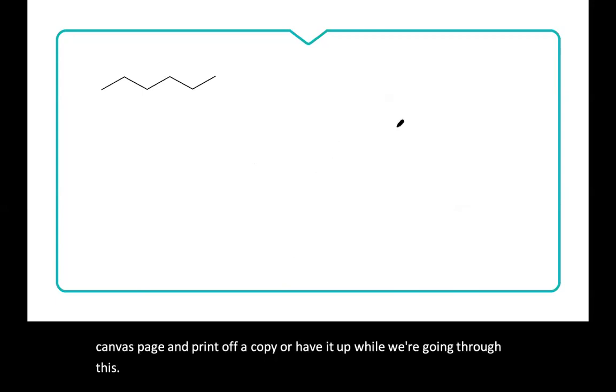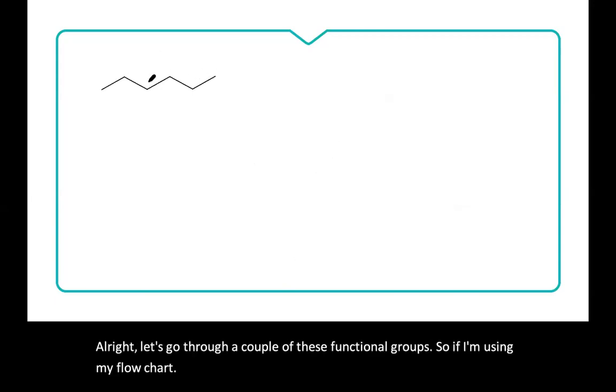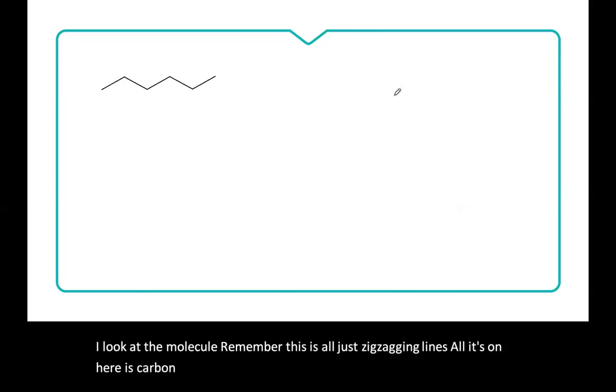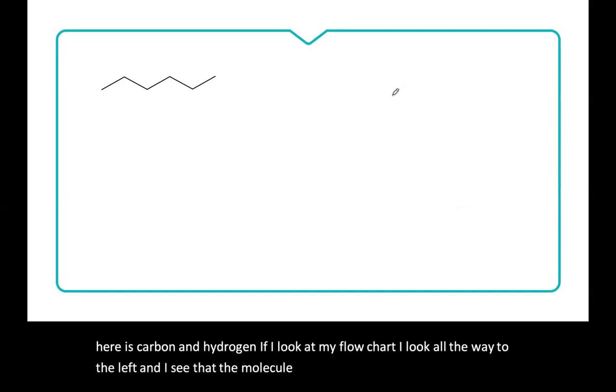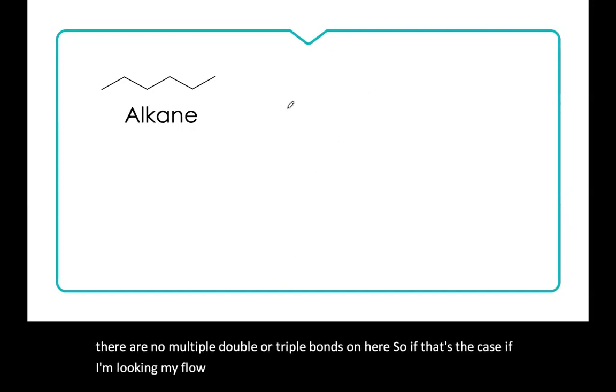All right, let's go through a couple of these functional groups. So if I'm using my flow chart, I look at the molecule. Remember, this is all just zigzaggy lines. All that's on here is carbon and hydrogen. If I look at my flow chart, I look all the way to the left, and I see that the molecule only has carbon and hydrogen, and there are no multiple bonds, no double or triple bonds on here. So if that's the case, if I'm looking at my flow chart, I would come up with the name alkane for this.